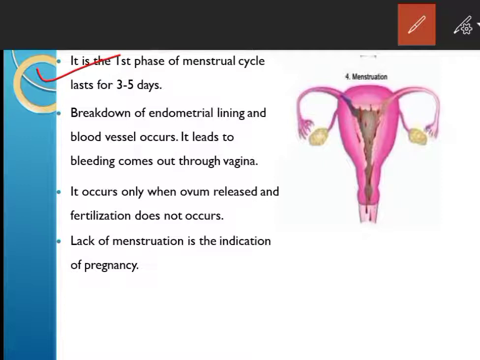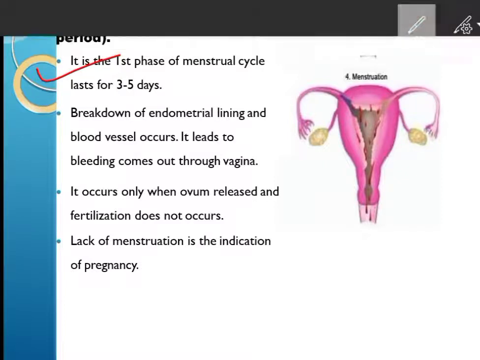The endometrium lining of the uterus breaks down due to the deficiency of progesterone and is sloughed off. Blood vessels rupture, causing bleeding through the vagina. The process is called menstruation or menstrual flow. It occurs only when the ovum is not fertilized.